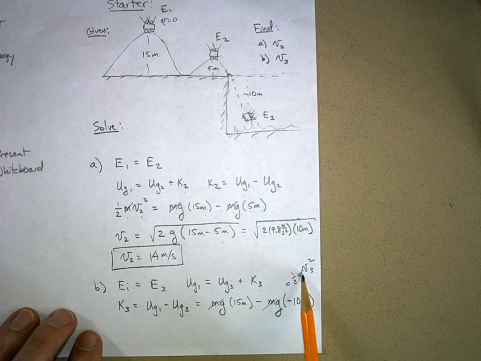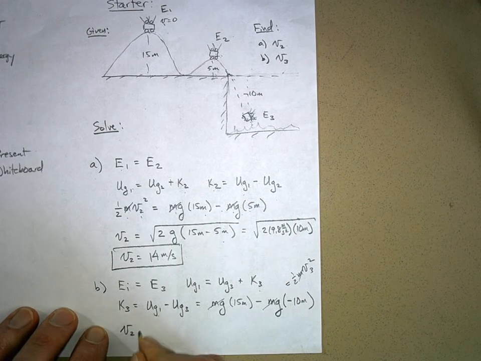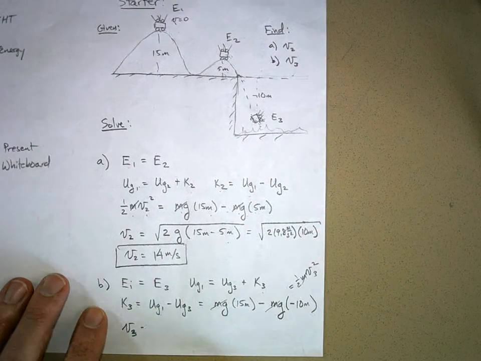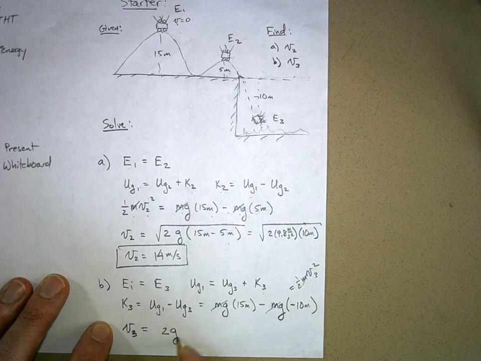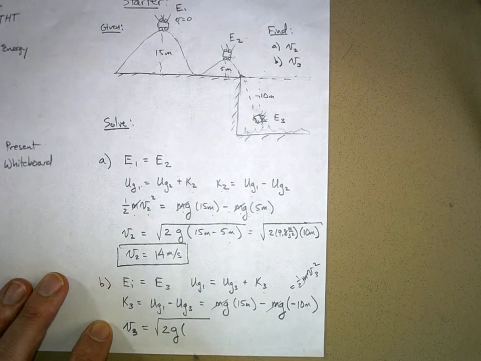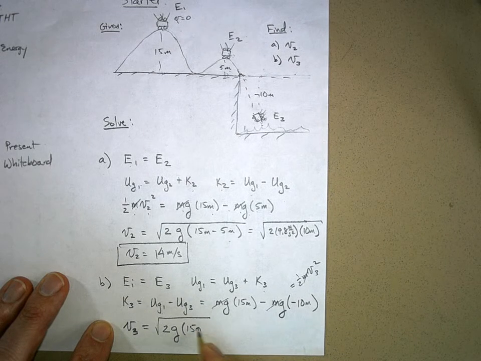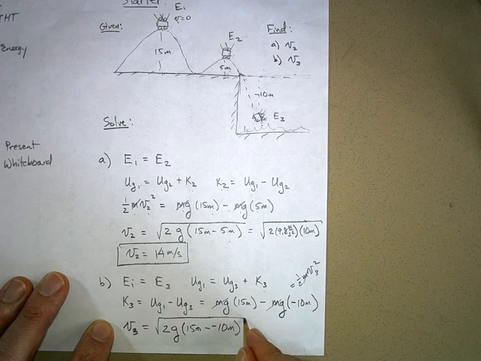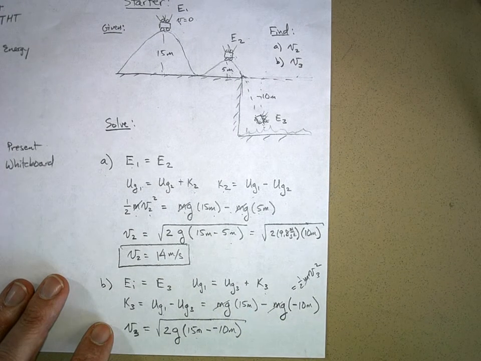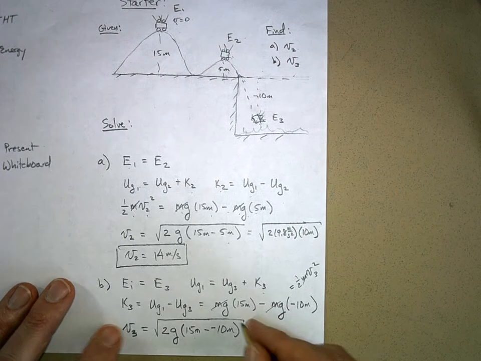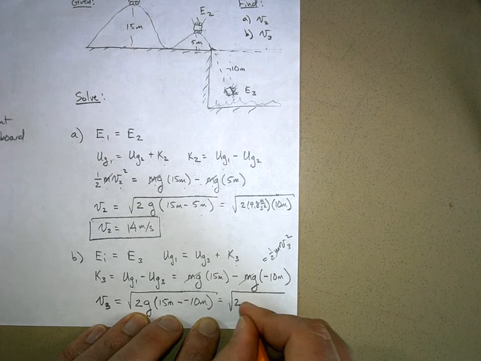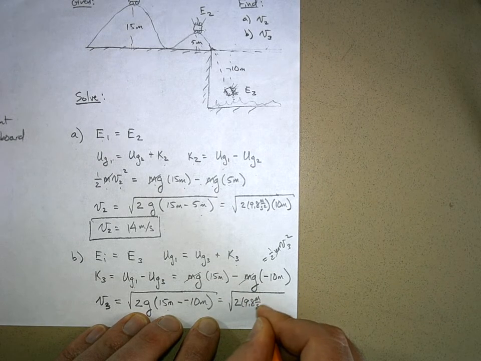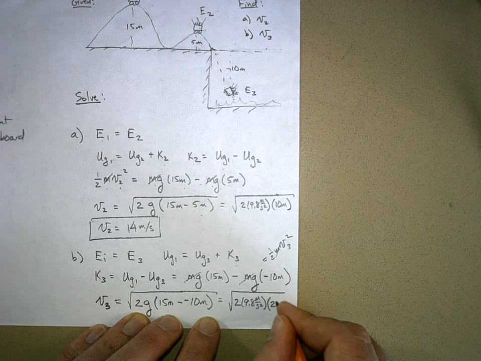And again, I'm just going to repeat what I did before. V3 is equal to, well, multiply both sides by 2g. And this is going to be 15 meters minus negative 10 meters. Well, that's really 15 meters plus 10 meters, isn't it? So that's 25 meters. So this is equal to the square root of 2 times 9.8 meters per second squared times 25 meters.